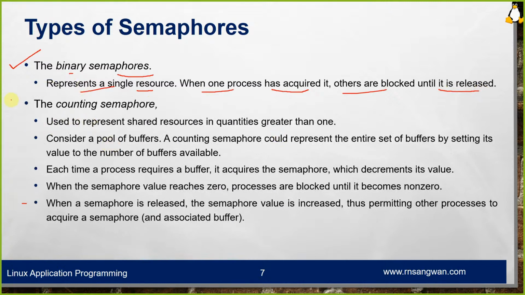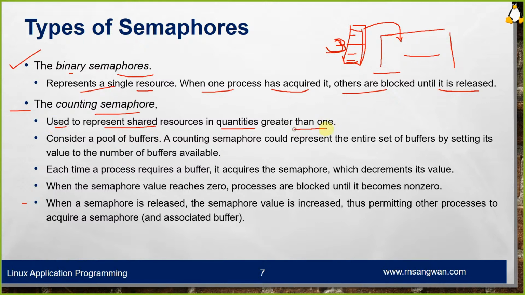Then we have counting semaphores. A counting semaphore is like a stack, and we have numbers counted. So we have a limited number of, let's say, 3 semaphores or 5 semaphores. We define how many semaphores we will have. So the first semaphore is acquired by this, then the second semaphore, the third semaphore. So how many are left, and which one is acquiring what? That is a counting semaphore. It is used to represent shared resources in quantities greater than 1.